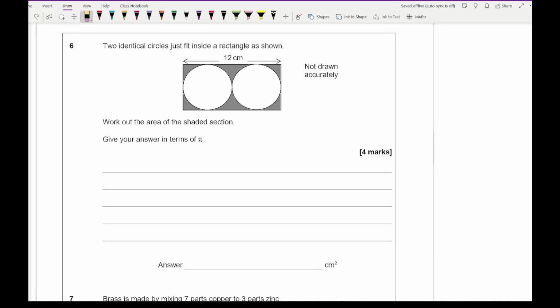So moving on to question 6, it says 2 identical circles just fit inside a rectangle as shown. Work out the area of the shaded section, and we need to give our answer in terms of pi. So first things first, what we need to do is say how we're going to work out the shaded area. Well, the shaded area is the area of the big shape, which is a rectangle, minus the area of the 2 circles.